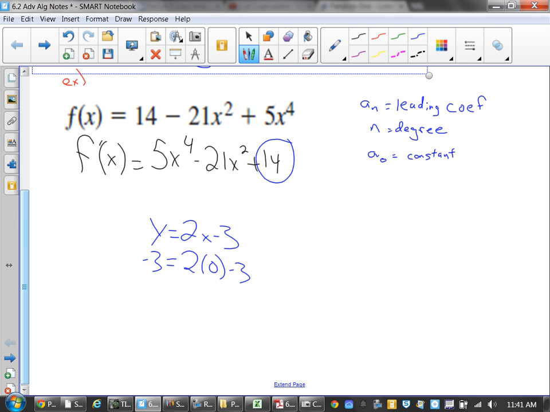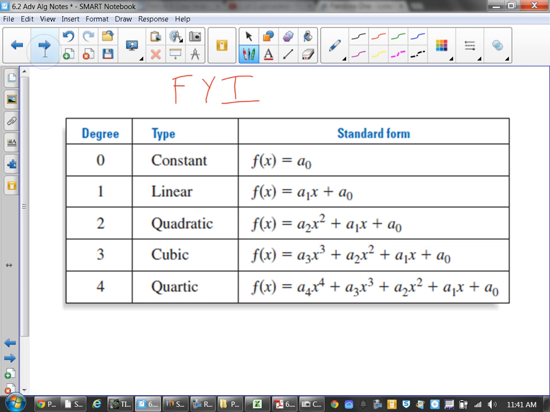The other part of this is another thing that we don't really get into too much, but it's the names of polynomials. So this is just FYI, you don't need to write all this down. If your polynomial looked like this, where it was y equals 2, it's just a constant. Okay? It's just a constant. If it's linear, that's your mx plus b.